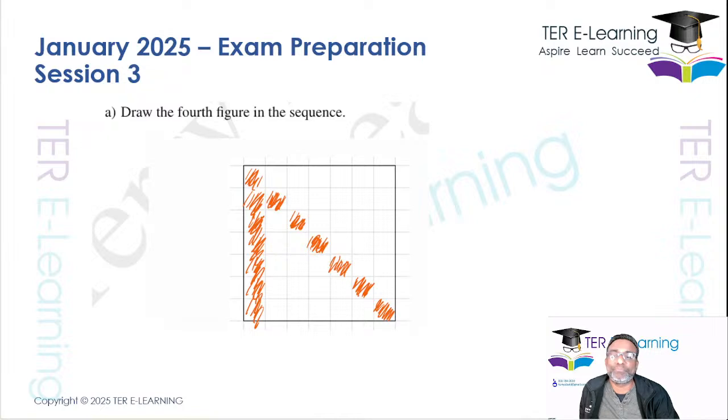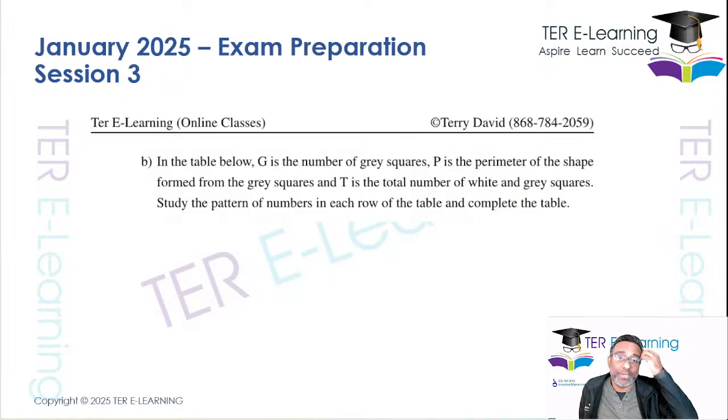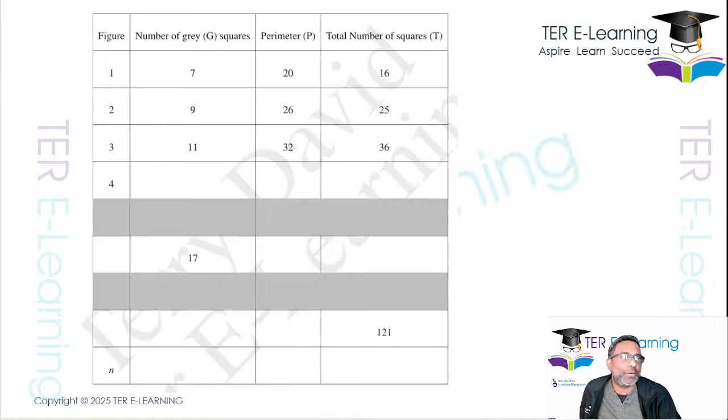So that's figure 4. Now, in the table below, G is the number of gray squares, P is the perimeter of the shape formed by the gray squares, and T is the total number of white and gray squares. Study the pattern and complete the table. If you know what you're doing in a question like this, you can gain a lot of marks. We have figure 1, figure 2, figure 3. Figure 4 is what we just drew.